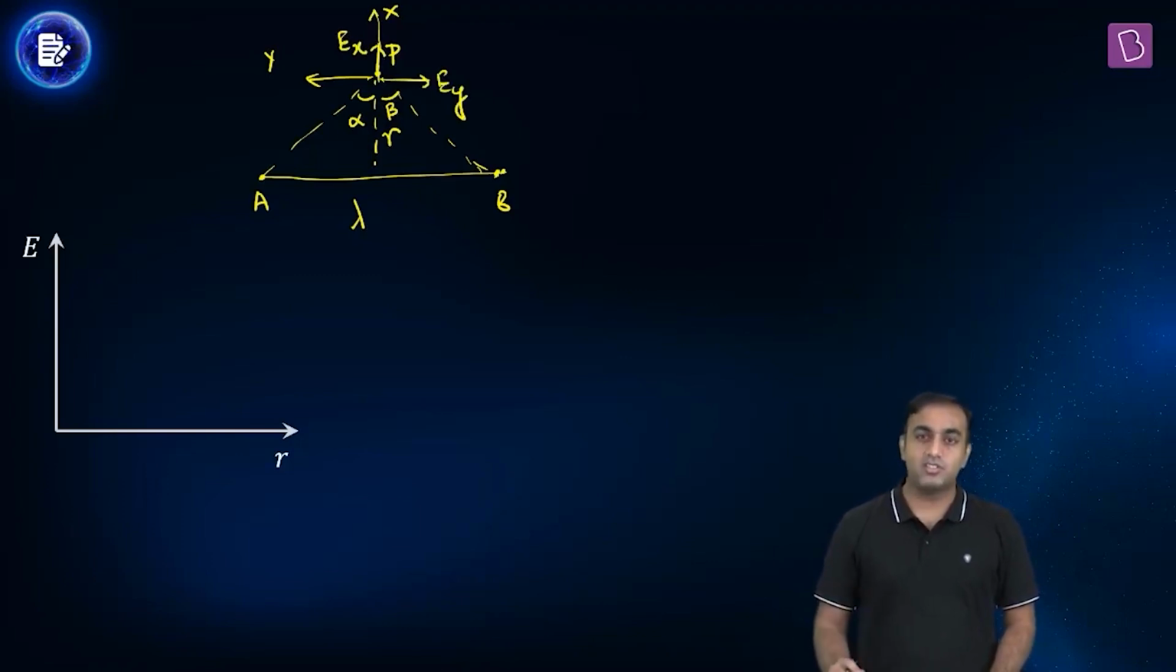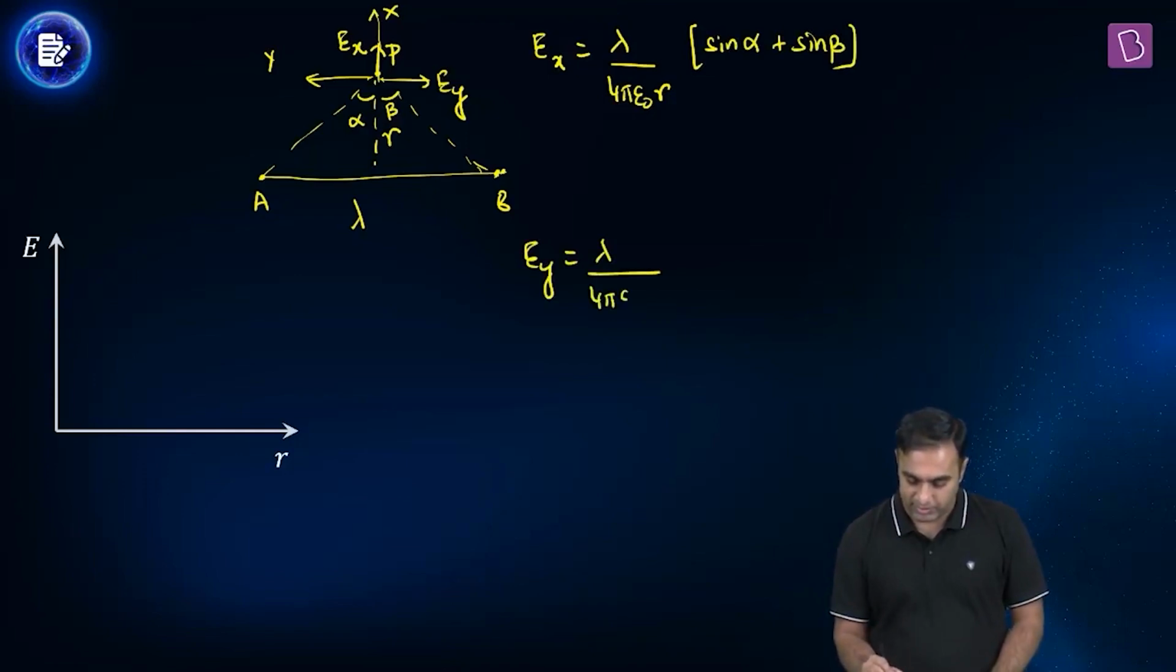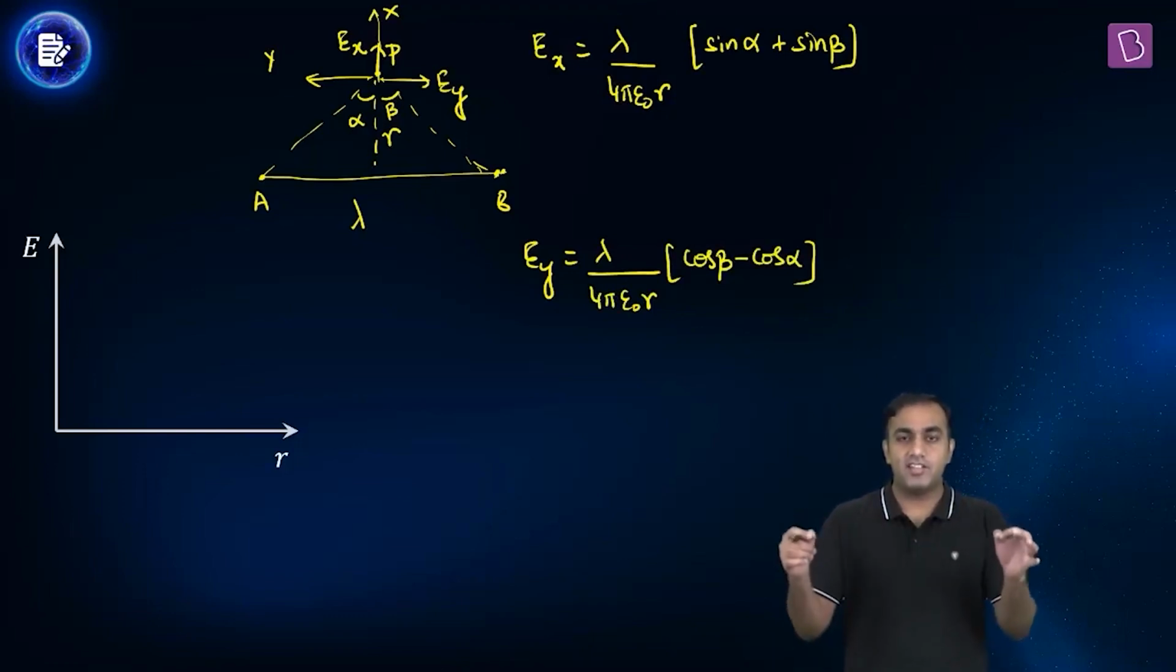With the given situation, the x component of the electric field turns out to be Ex equals lambda divided by 4 pi epsilon naught r into sine alpha plus sine beta. What about y component? It turns out to be Ey equals lambda by 4 pi epsilon naught r into cos beta minus cos alpha. What we chose here is a finite length having line charge distribution.